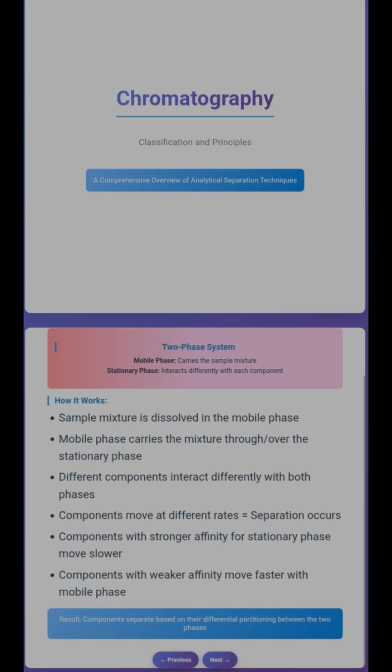Fifth, components with stronger affinity for the stationary phase move more slowly. Sixth, components with weaker affinity move faster with the mobile phase. The result is that components separate based on differential partitioning between the two phases.